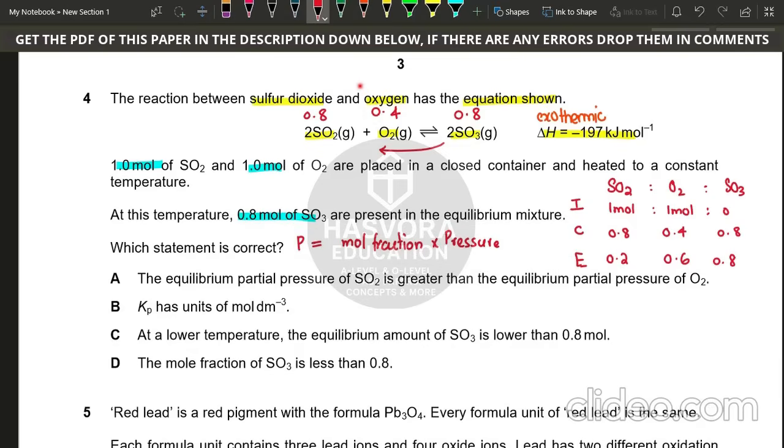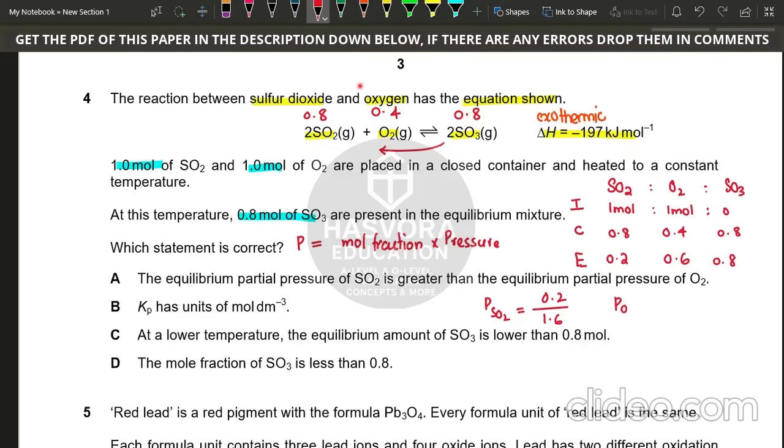Now let's check. If I'm just checking for the SO2, how many moles do I have at equilibrium? It is 0.2. And what is the total number of moles? It is 0.2 plus 0.6 plus 0.8, so it will be 1.6. Now you can just see this by looking at the fraction. The bigger the numerator is, the greater the partial pressure will be.